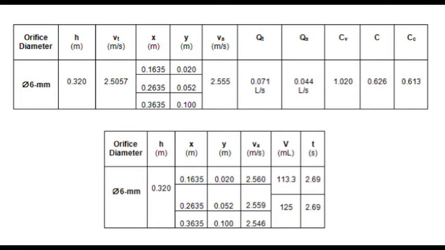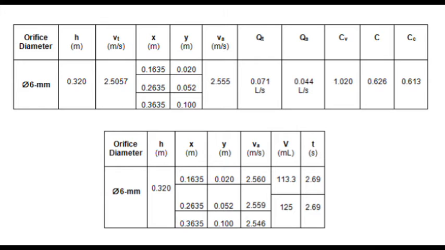We will be presenting to you our data and results. Take for instance our first trial in the 6mm orifice diameter. The value h equals 0.120 meters in the first column was read from the markings on the main reservoir. The three x values were obtained by measuring the respective horizontal distances of each needle from the orifice. These were already given.